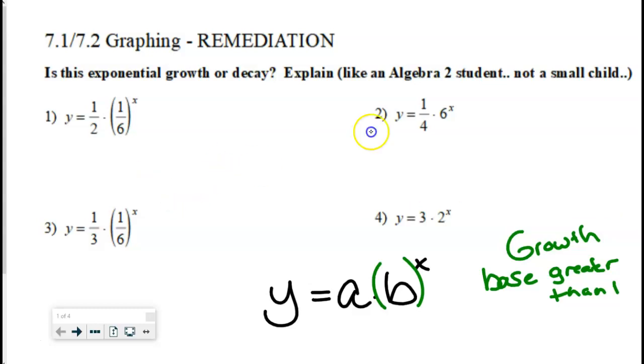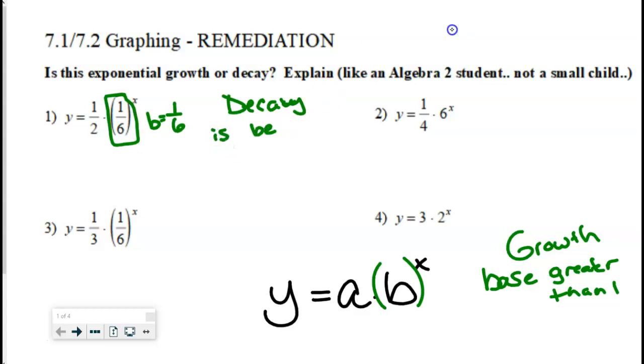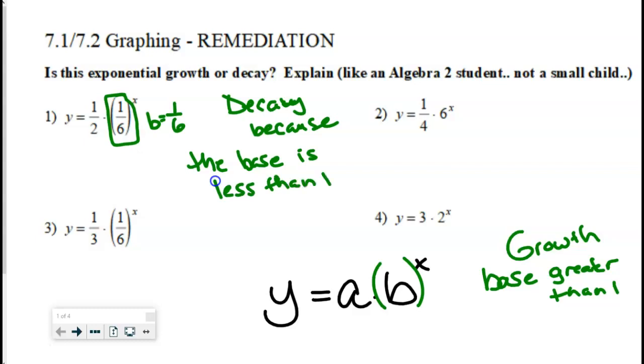So when I look at number 1, I notice that the base, the number that's holding up the exponent, is a 1/6. So the explanation for why this is an exponential decay is, whoops, that's a y. It is a decay because the base is less than 1, because it's a 1/6. Okay?